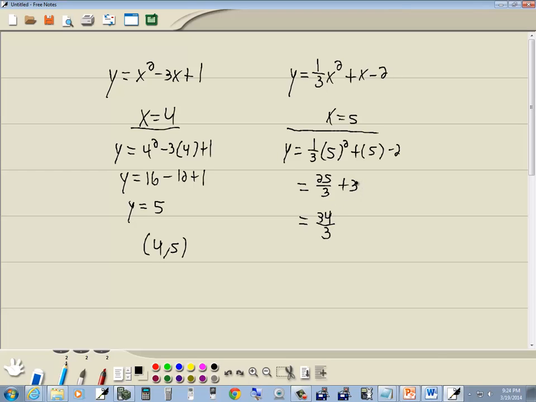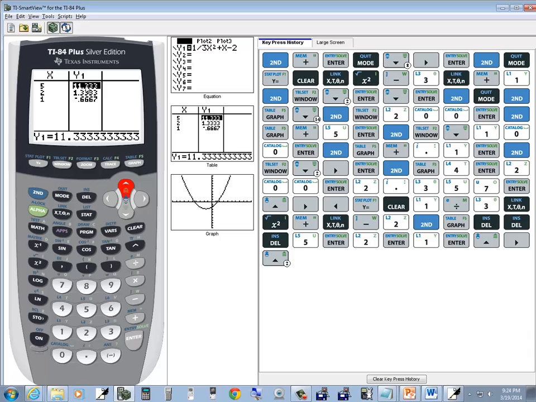Now let me double check that real quick. Yeah, 34 thirds. So this is the actual value. What it gave us was the decimal approximation. So there is some problems there. But in certain cases in mathematics, maybe you're happy with the decimal. And so this works out very well. Again, to exit out of anything, you do second mode. And that's the table feature of the TI-84 Plus Silver Edition calculator.